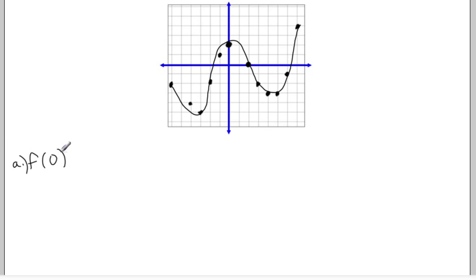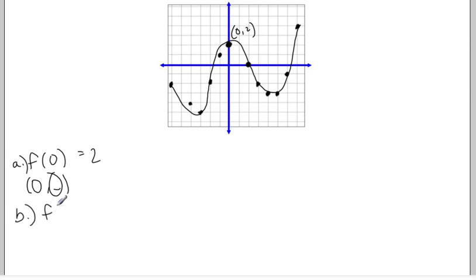Alright, so if we were asking for f of 0 right here, that means our x-coordinate is 0. We're trying to find what our y is. So we go to x equals 0, which is right here, so it's going to equal 2. So x equals 0, we're trying to find out what our y is. That's right here, so it's 0, 2, so it equals 2.